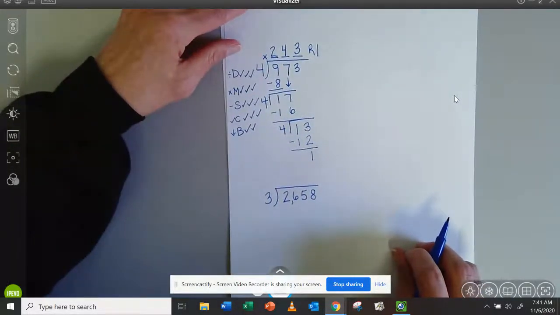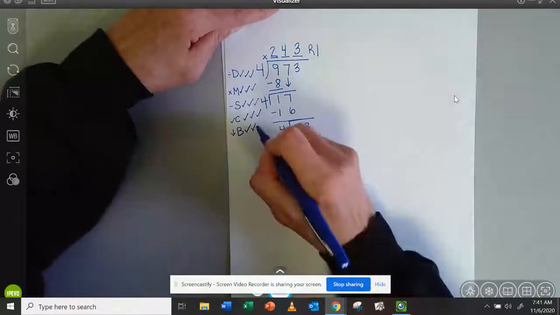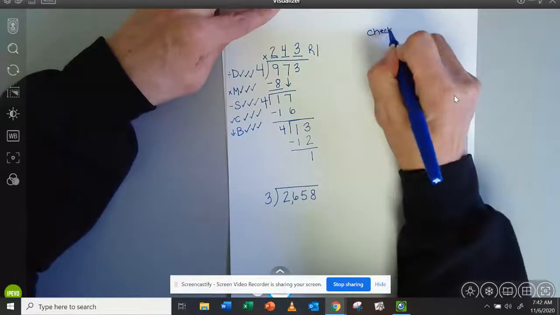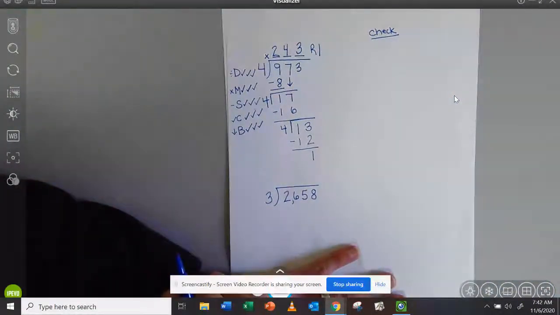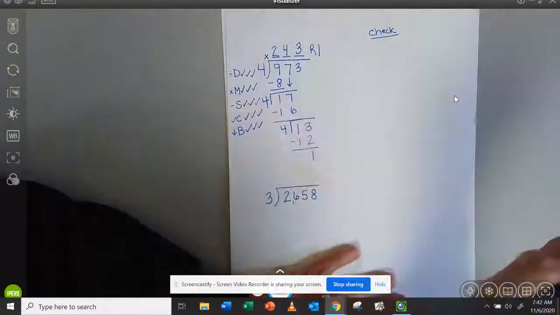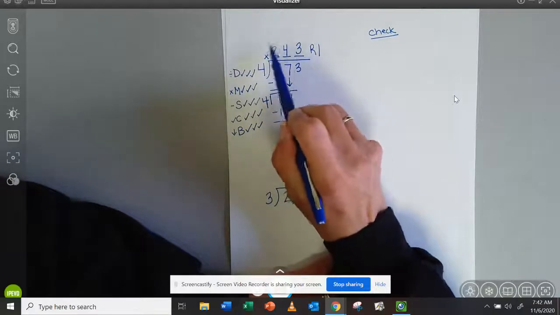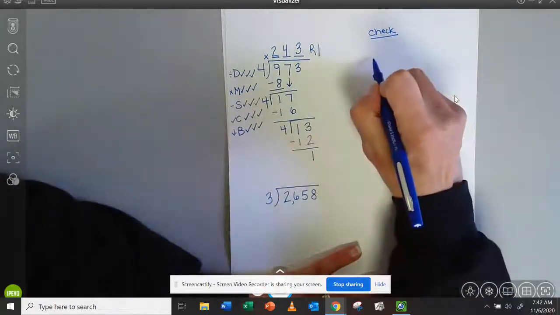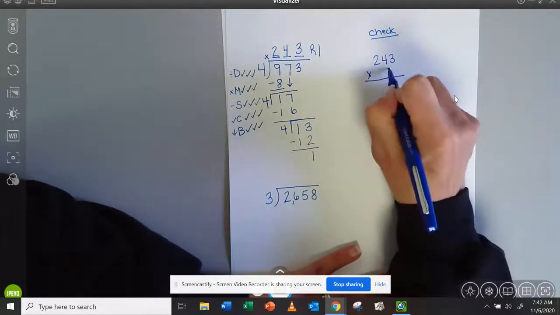So my answer to this problem is 243 remainder 1. But I'm not quite done yet. I need to do a check. To check, we use the inverse operation. So we are going to multiply. In every case, you're going to multiply your answer or your quotient times your divisor. So we're going to take 243 and multiply that by 4.